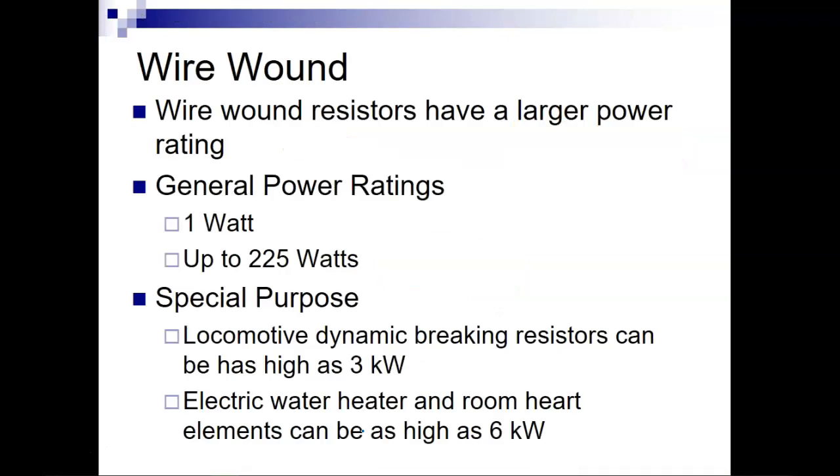Wire wound resistors have larger power ratings. Why? Because the more you add to it, the better it lasts for some reason. So it generally starts at 1 watt and goes up to 225. I keep dropping things. Dynamic braking resistors are some of them out there.